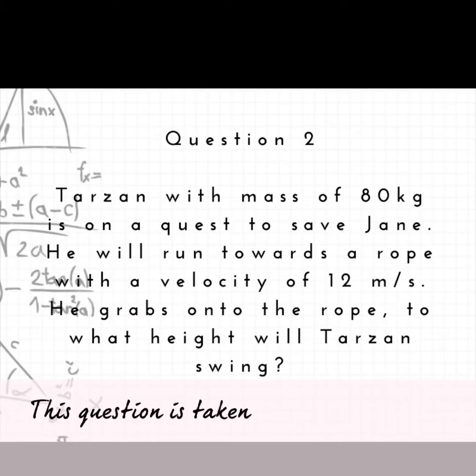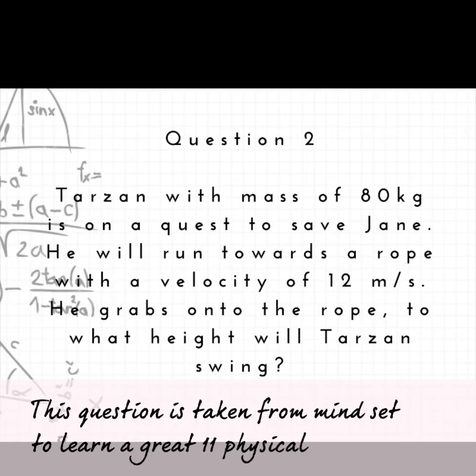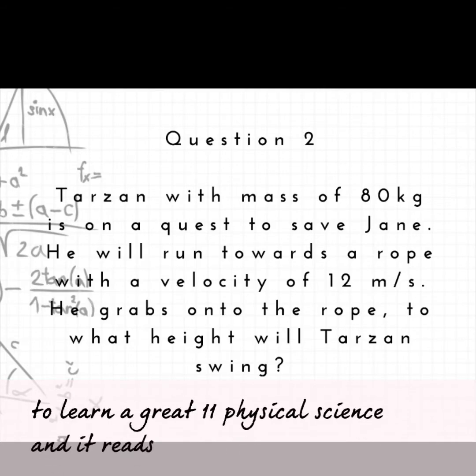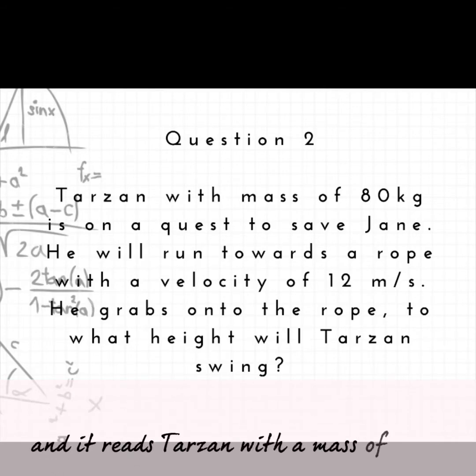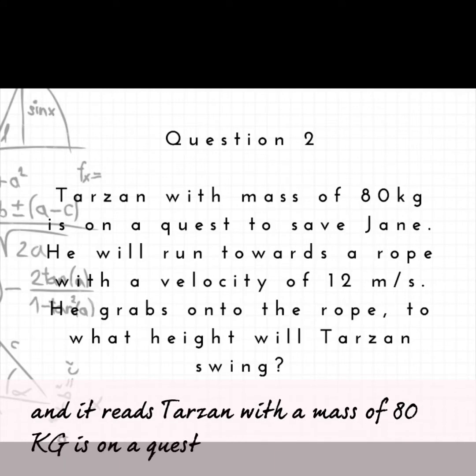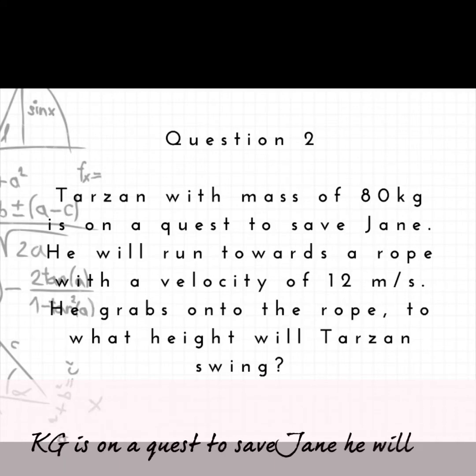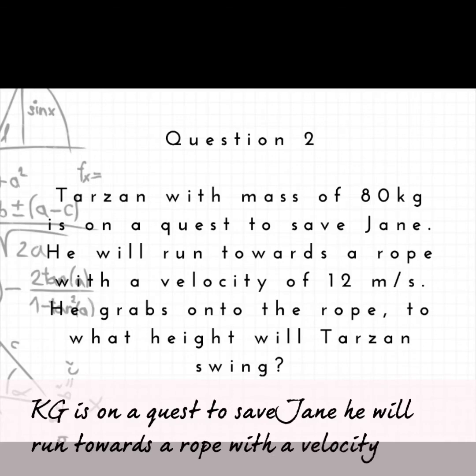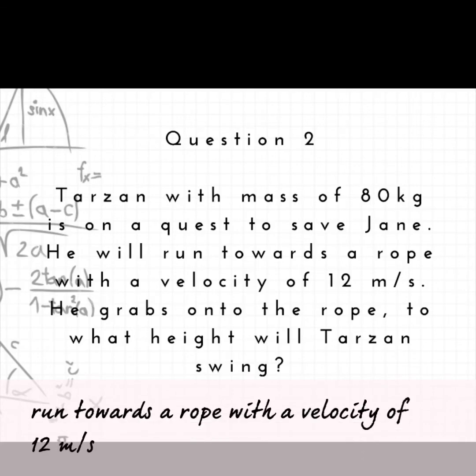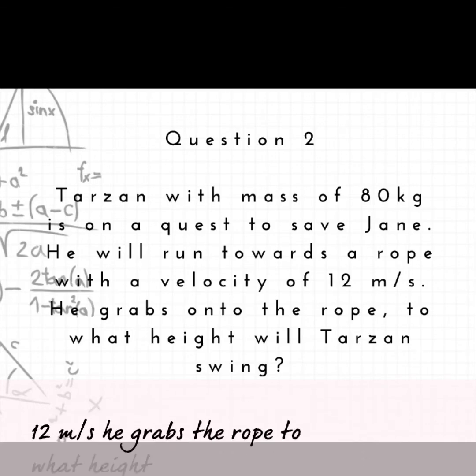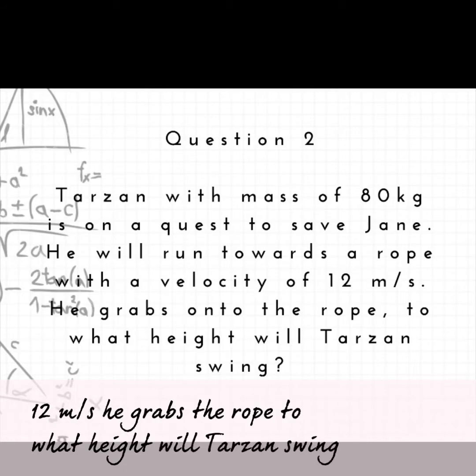This question is taken from Mind Set Learn, grade 11 physical science, and it reads, Tarzan with a mass of 80 kg is on a quest to save Jane. He will run towards a rope with a velocity of 12 meters per second. He grabs the rope. To what height will Tarzan swing?